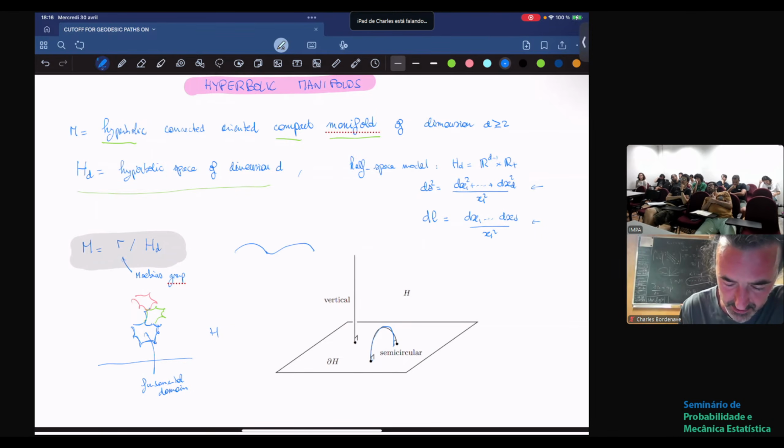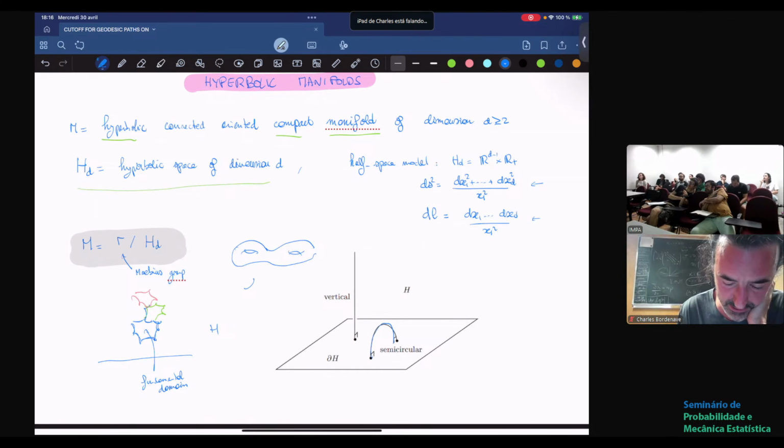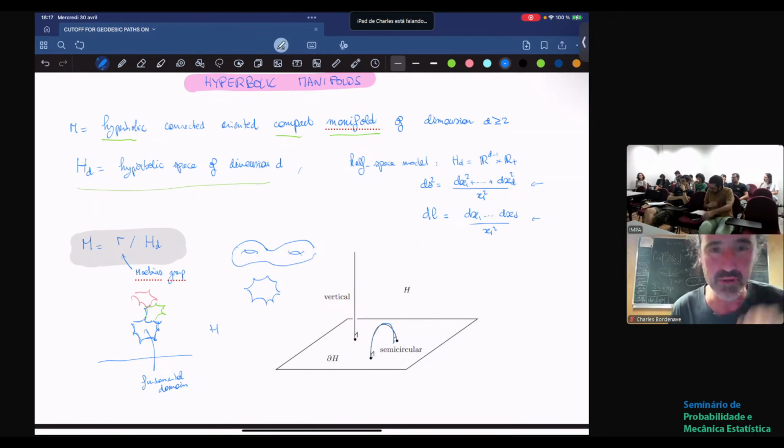So for example, in dimension 2, it's a surface. In this case, here you have a genus 2 surface. And what's going to be a fundamental domain? It will be a hyperbolic octagon, something like that. But in general dimension and for large genus, it can be pretty nasty to describe the fundamental domain. But this is the proper way to define it.